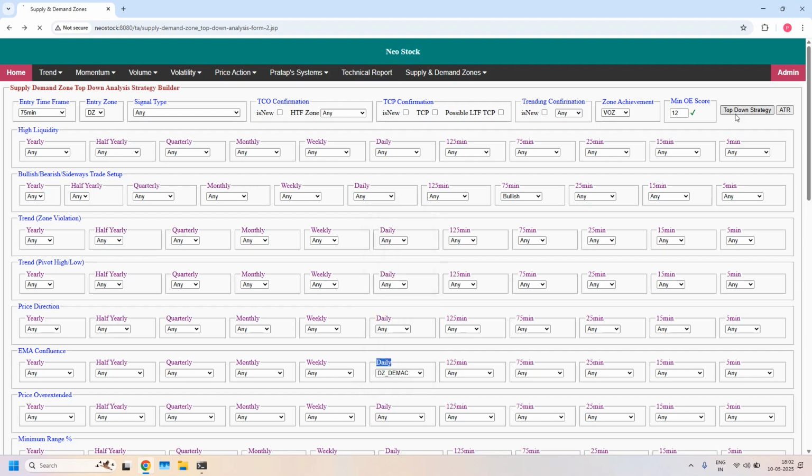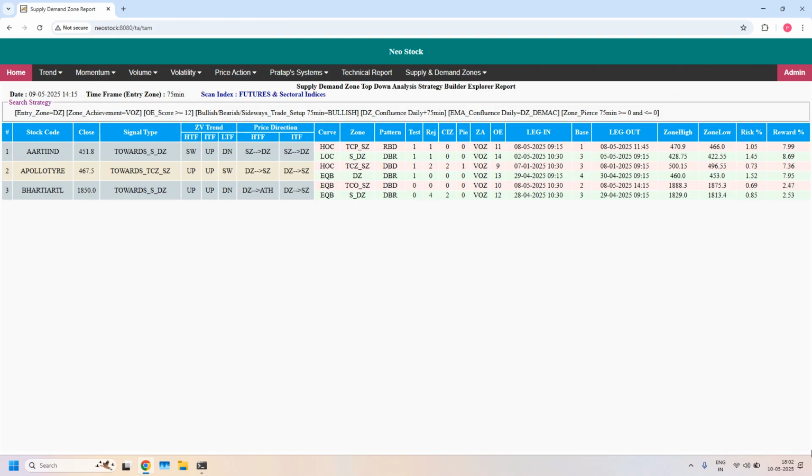So with this filter, we got 3 stocks. So these 3 75 minutes demand zones might be having more high probability to get success. Maybe that is the reason why. See, this zone is already tested once. This is also tested. This is tested even 4 times with 4 rejections.